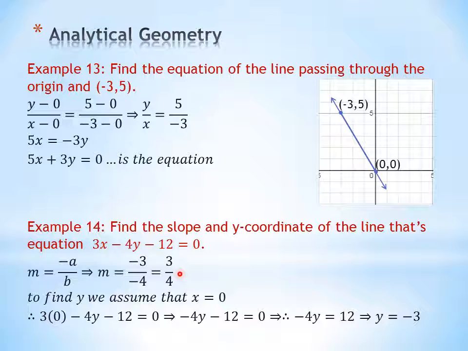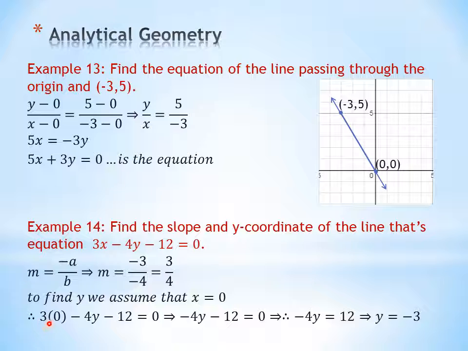Now if I have the slope, how can I use it to find the y coordinate? I know that many points are on the line, so how can we find the y coordinate? In such case, directly I say to find y, we assume that x equals 0. So what is the value of y when x is 0? This is the way of solving to find the y coordinate.